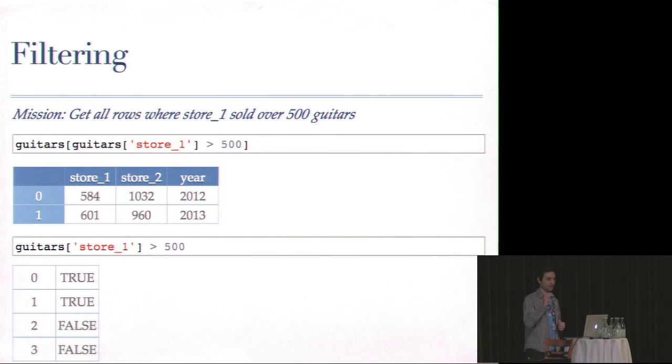Whenever the value in this returned series is true, Pandas keeps that row in the original data frame. Whenever it's false, it drops it. So it does this comparison row by row, and we're returned all the rows that match the condition that we set up.